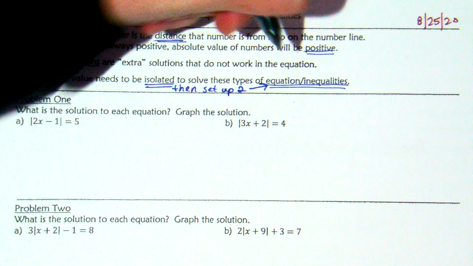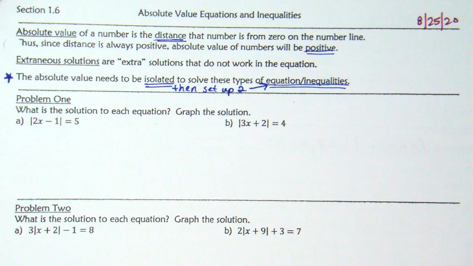So, with those comments in mind, let's work on example A. Absolute value of 2x minus 1 equals 5. You're being asked what is the solution to each equation, and it says to graph the solution. So we will talk about what the graph looks like on this first one. Okay, my first question to you, every problem today: is the absolute value isolated? So is my absolute value by itself? Yeah, on the left side, I have absolute value of 2x minus 1. There's stuff inside the absolute value bars, but nothing outside. So yes, the absolute value is isolated.